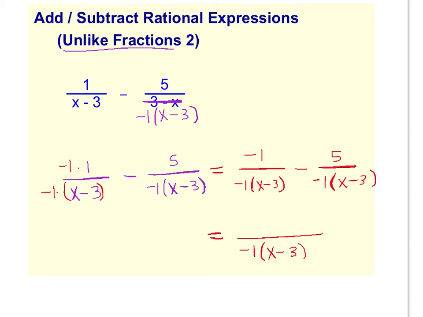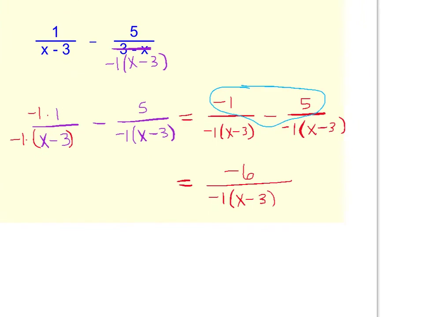And then we'll take the numerators, this -1, and we're going to subtract a 5 from it. -1 minus 5 is -6. So we've subtracted our two fractions. Now you just want to look to see if there's any reducing we might be able to do. You can't do any more factoring, so from here the only thing we'd be able to do is take a look at this -6 over a -1. If you have a -6 divided by a -1, it just ends up as a positive 6.